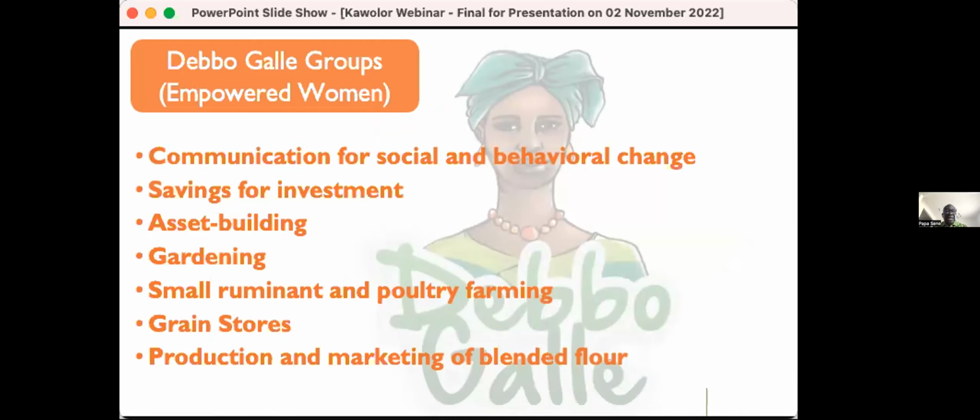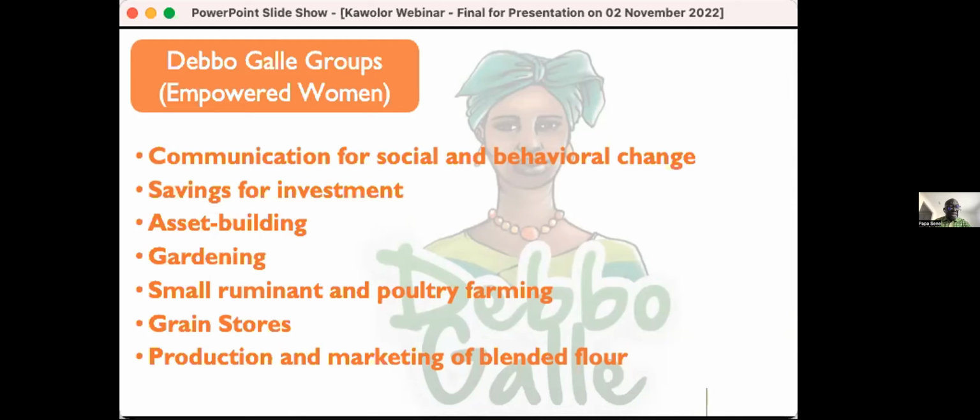Now the Debogale groups, more detail on what they do. This slide focuses on the Debogale activities, starting with communication for social behavior change, all the way down to the production and marketing of nutritious food, nutritious flour. All are very important, but asset building, which is the third bullet, to me is the key to allow women access to land, tools, animals, and even knowledge. This asset building, to me, is the way to economic empowerment for the women. But all the bullets are important, all of them.